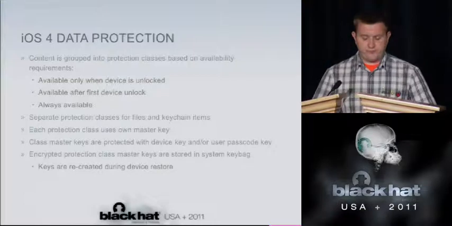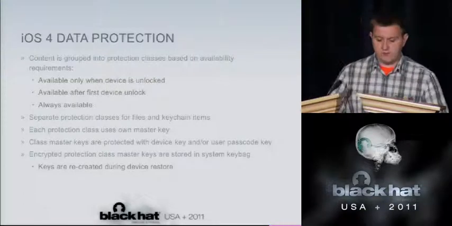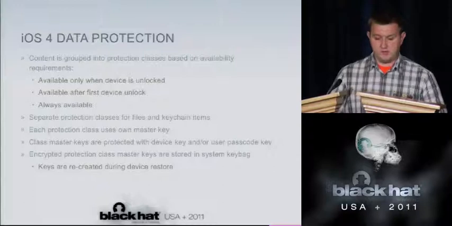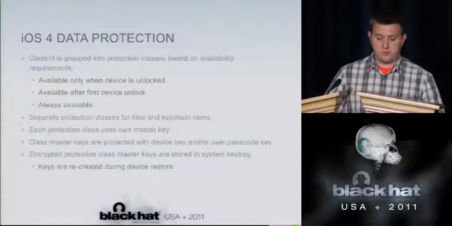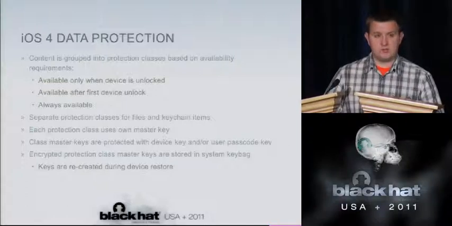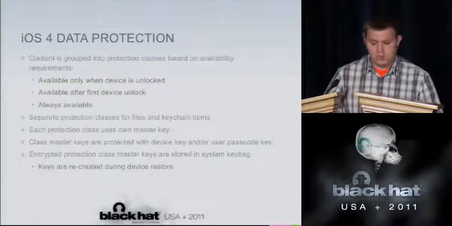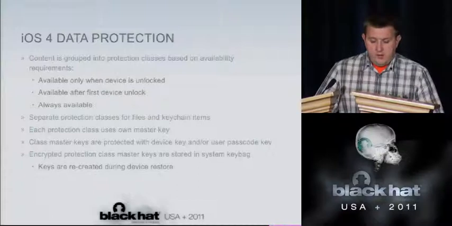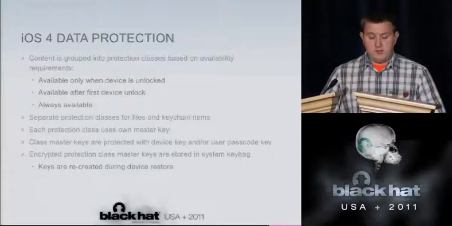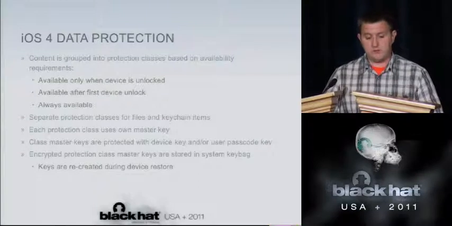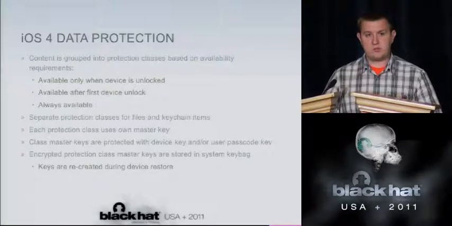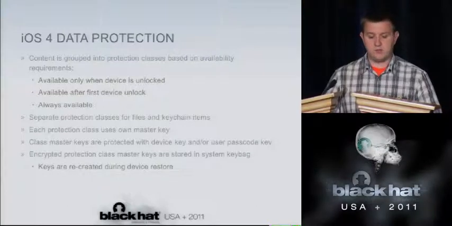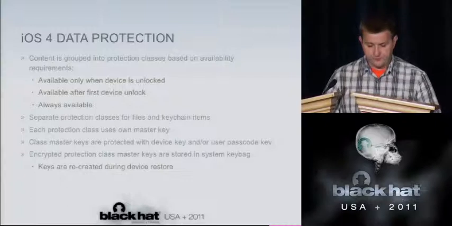So there is a content protection class for all of these accessibility domains. There are separate protection classes for user files and for keychain items. And each protection class uses its own encryption key, which we will call the master key for this particular protection class. Each such master key is stored in the key bag, in the system key bag, in the escrow key bag, and it is protected with the device key, which is unique to the particular device, and optionally with the passcode key, which is unique to the passcode. So it depends on the passcode.